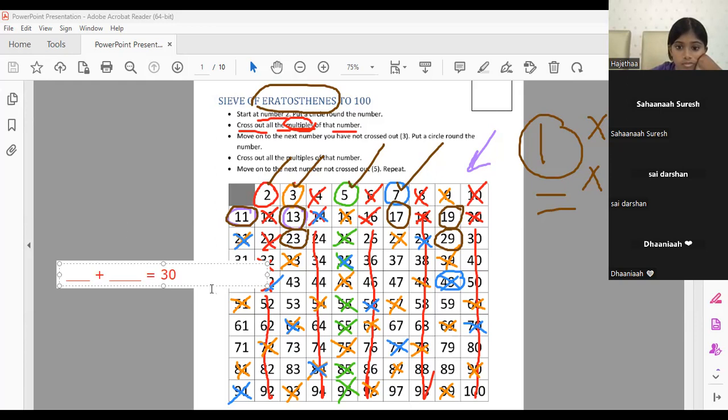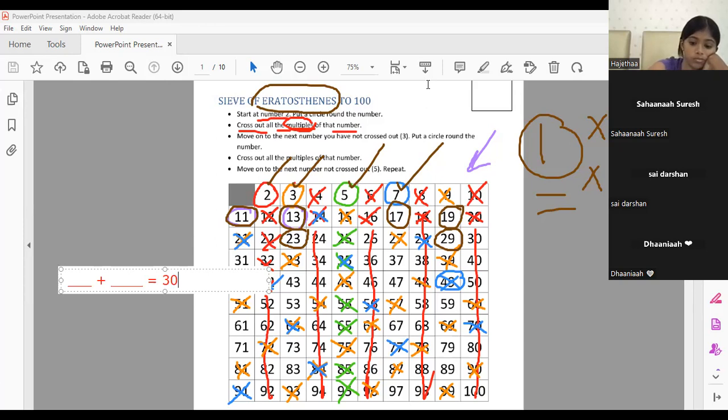Sahana, where is 19 plus 17? Are you going to get 30, girl? I don't think so. You're going to get more than that. Very good. 19 plus 11, Lakshman. Do you understand? Two prime numbers. You see, 15 plus 15 is 30, but 15 is not a prime. I want you to only think and choose from the primes. You get questions like that in the exam.